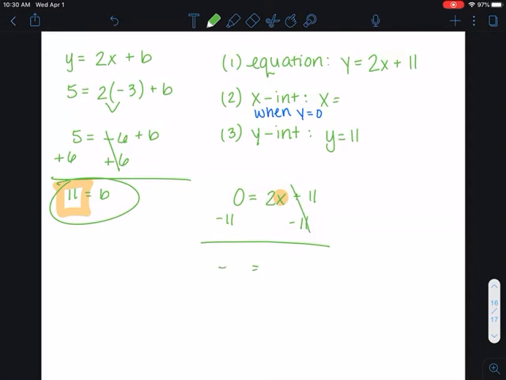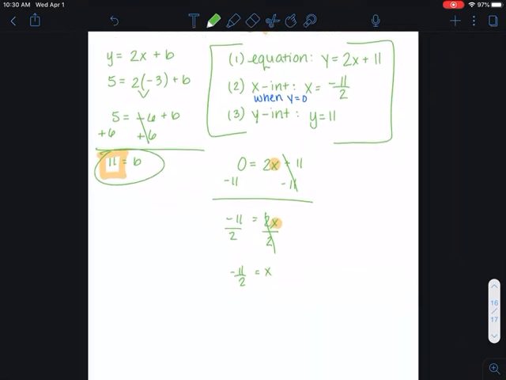We're going to subtract 11 from both sides to cancel out the plus 11. So we have negative 11 is equal to 2x. And then to get x by itself, the 2 is being multiplied by x, so we're going to divide by 2. These cancel, and you have negative 11 over 2 is equal to x, so that would be your x-intercept.